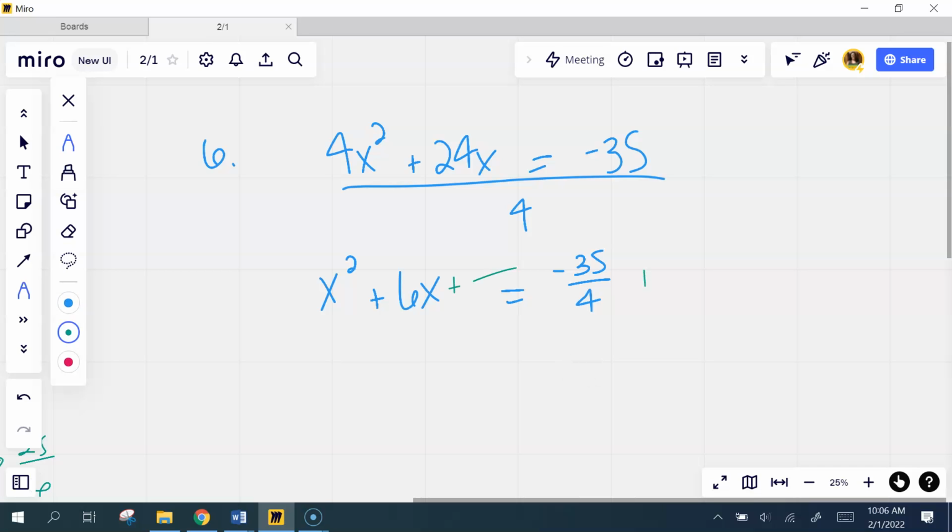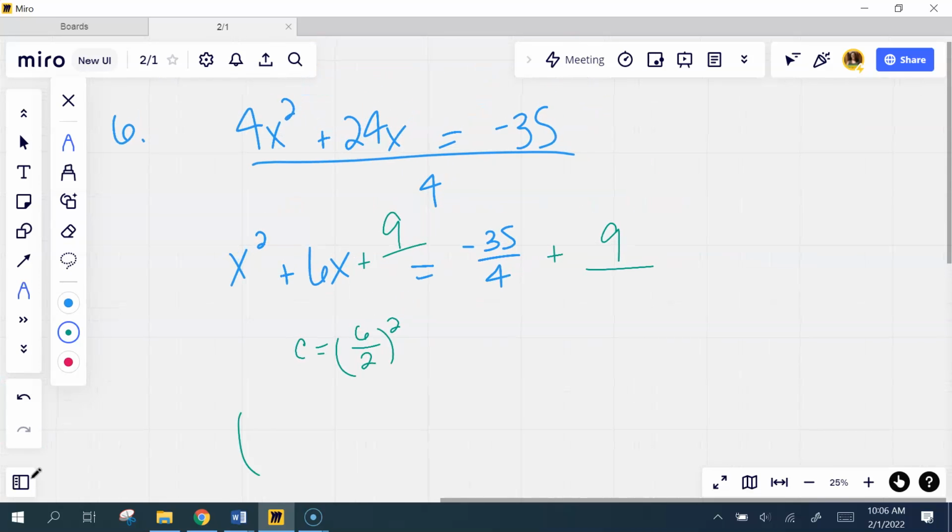Plus something, plus something. I need to know what that something is. What is that something? That's exactly right, 9. Again, I'm going to use my calculator here. And I'm going to say negative 35 over 4 plus 9. And then I'm going to do math, enter, enter.